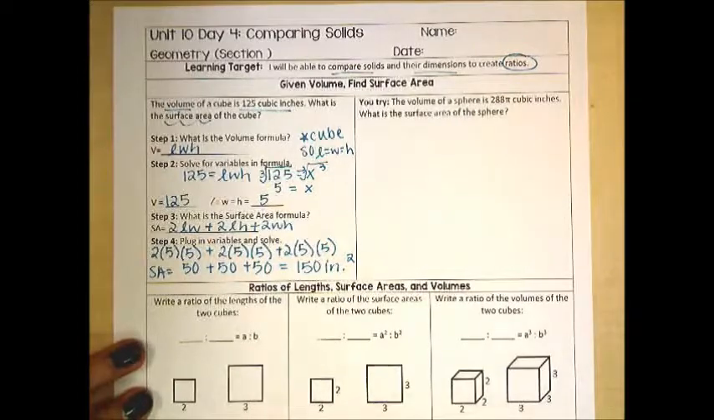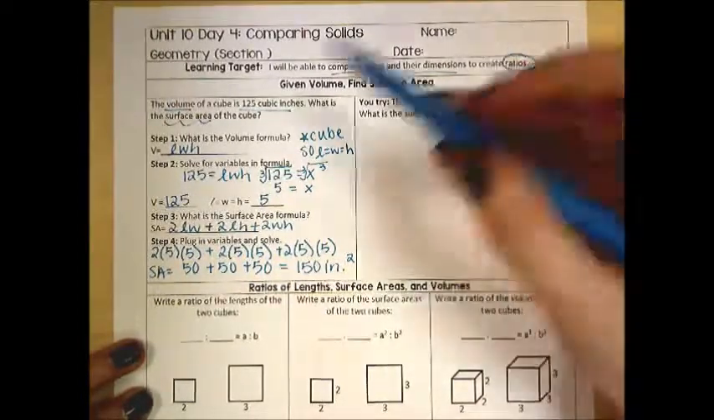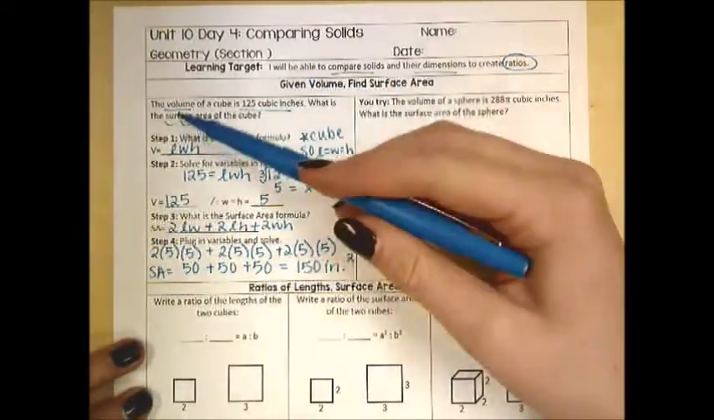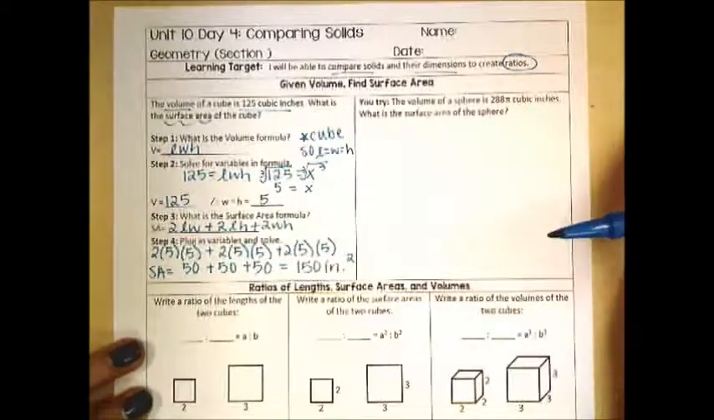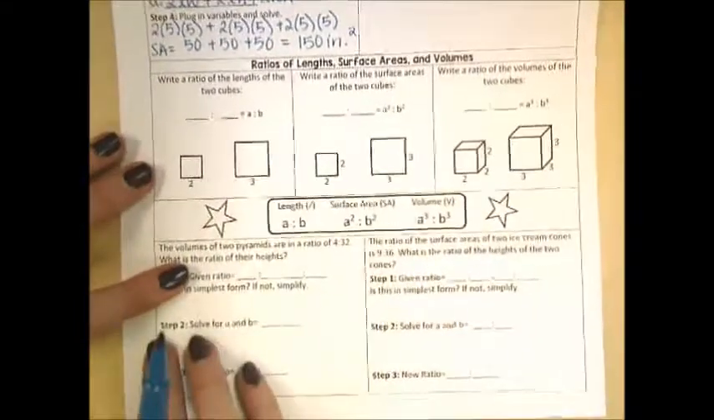Alright, so you guys have a problem here for you to try just like that. It's got a sphere instead of a cube, but a cube and a sphere are going to be the two solids that you'll see where you'll work backwards from one to find the other. Let's go ahead and shift our papers down and try the ratios now that I mentioned earlier.